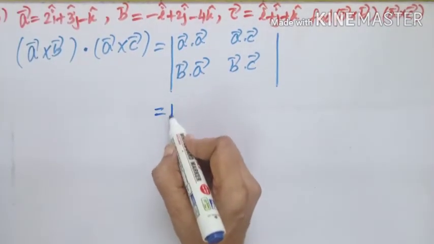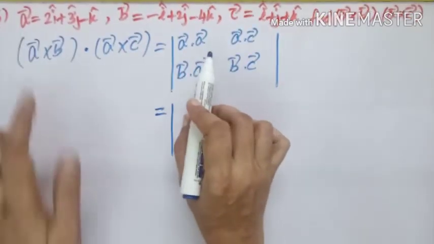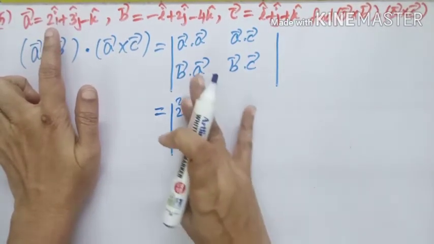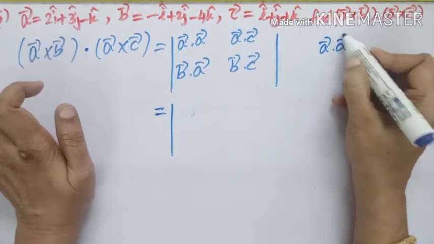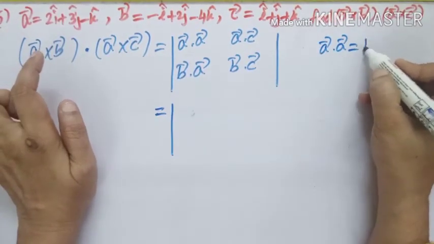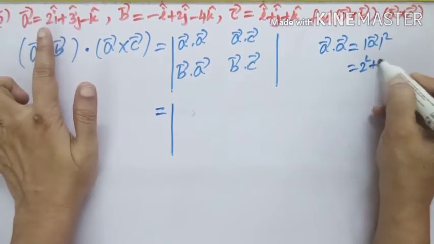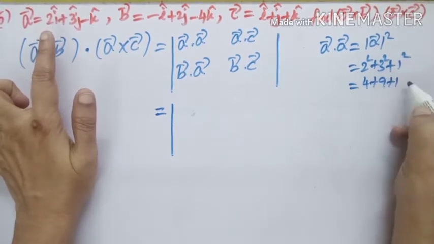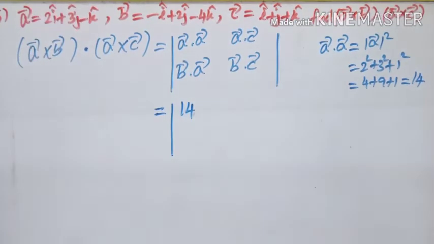What is A dot A? A dot A is A square, so squares of these numbers, 2 square, or we can find this separately. What is A dot A? It is mod A square. 2 square, 3 square, 1 square: 4 plus 9 plus 1, together it is 14. So this answer is 14.